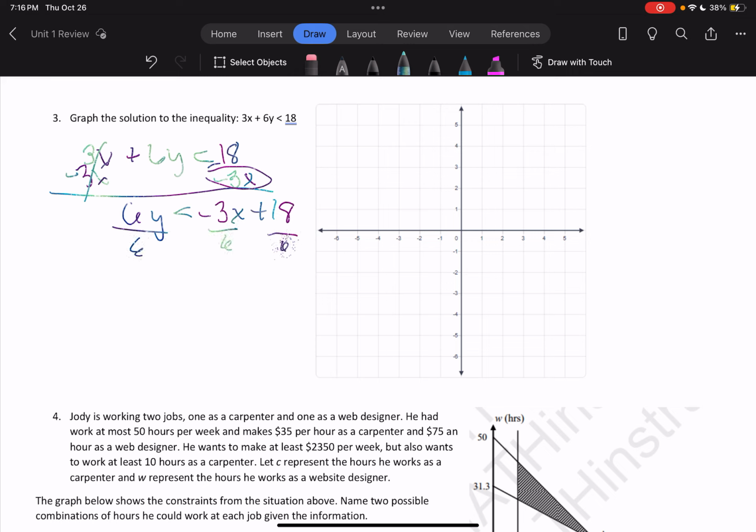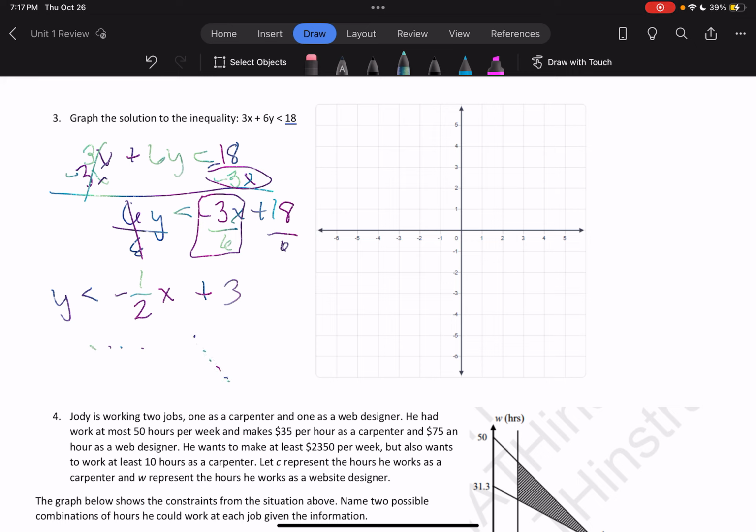Remember, every term needs to be divided by 6. We get y is less than 3 over 6, which is the same as 1 half, so negative 1 half x plus 18 divided by 6 is 3. All right, now I have a less than sign, which means it's going to be a dotted line. I have a negative slope, which means it's going to be a dotted line going down.